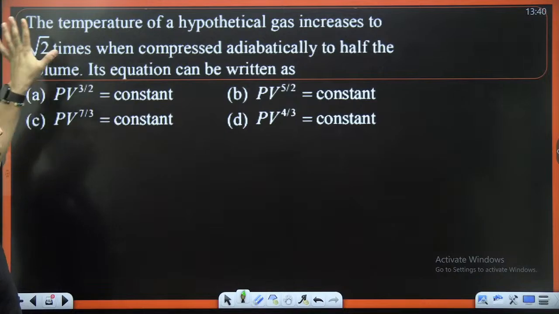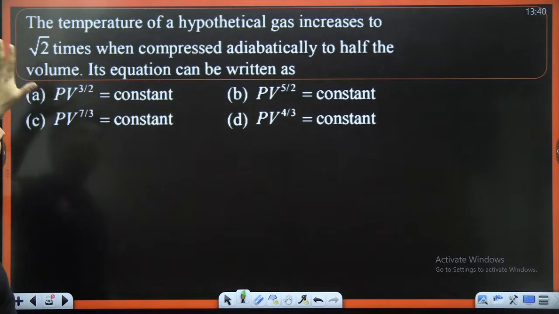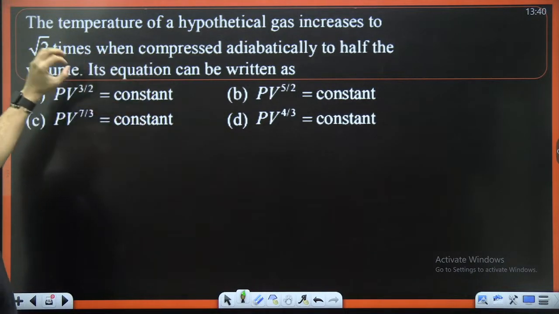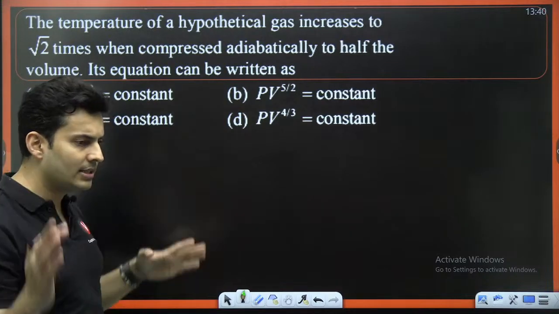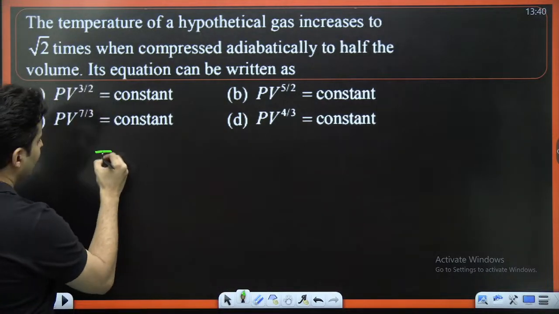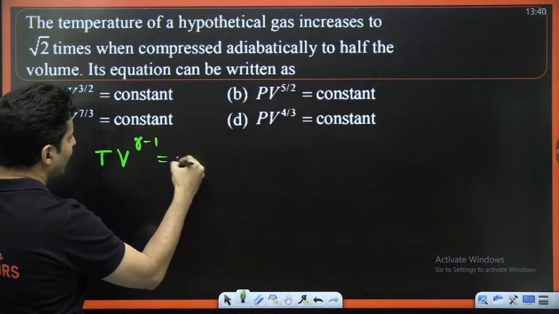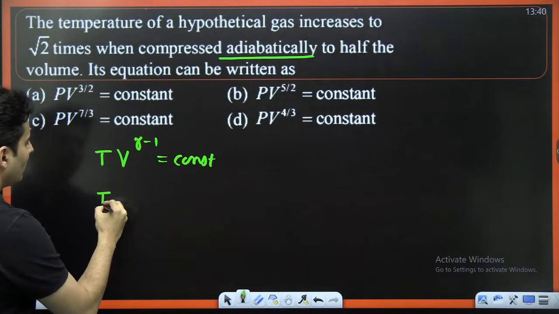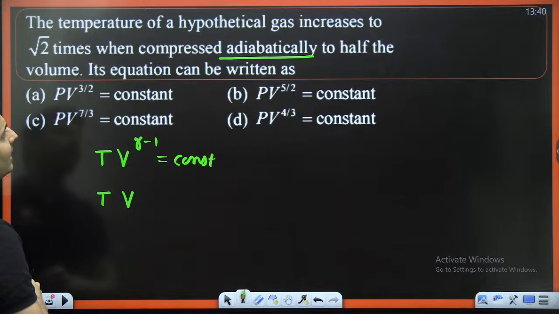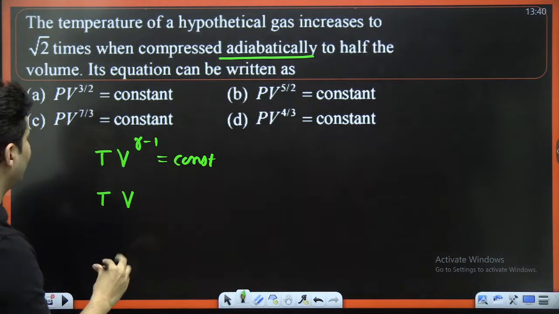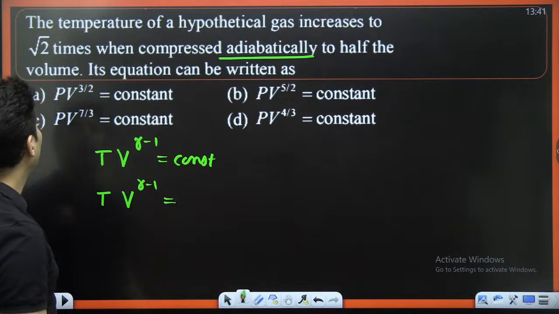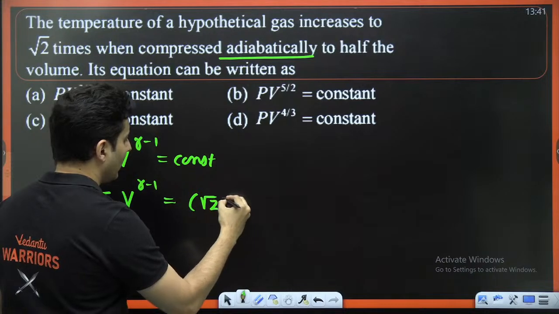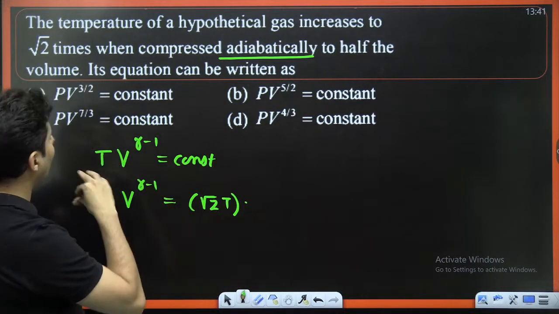Moving on, next question coming up on your screen. Temperature of a gas increases √2 times when compressed adiabatically to half the volume. Temperature and volume are given. Is there some formula which relates temperature and volume? Yes, there is: TV raised to gamma minus 1 is a constant for an adiabatic process. So, initial temperature T, initial volume V, and the kind of gas is not even given, is equal to the final temperature, √2 times T, into the volume, which becomes half the volume.